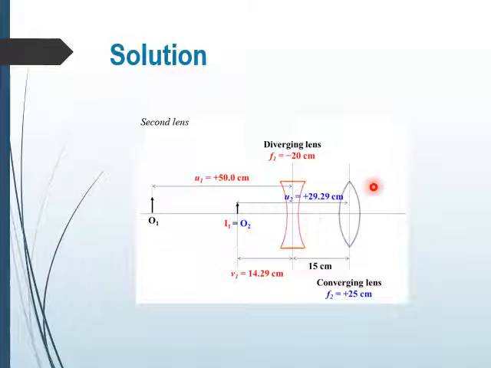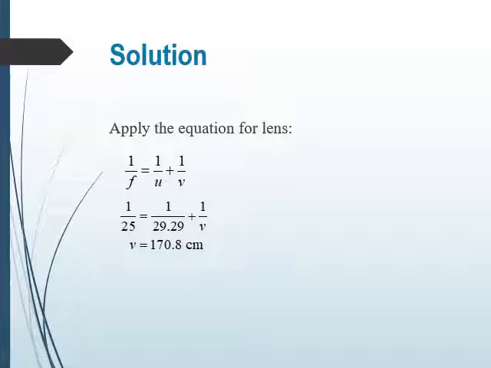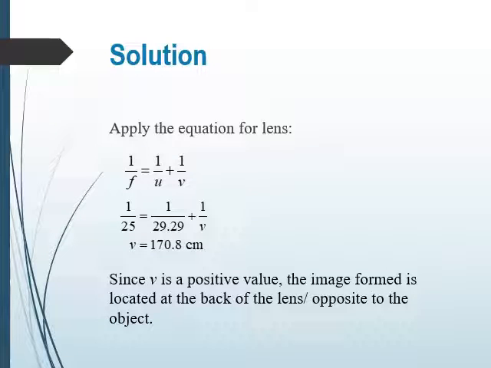And given that the second lens is a converging lens, F2 should be a positive value, which is equal to positive 25 cm. Once again, now that you have F2 and U2, let's apply the equation for a lens. Substitute the values into the equation. You will then obtain V equals 170.8 cm. So the positive sign shows you that the image is now formed at the back of the lens, which is opposite to the position of the object.